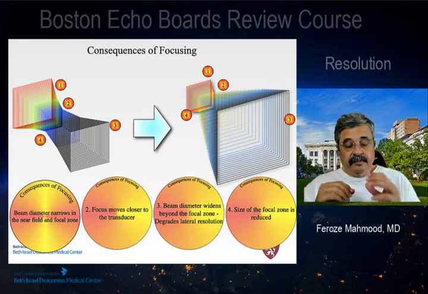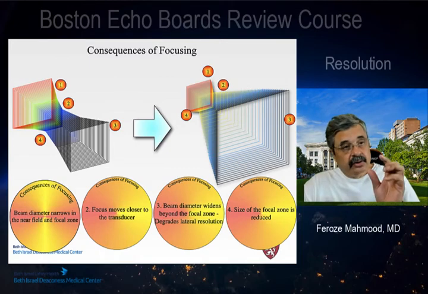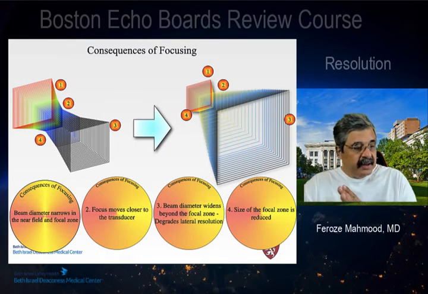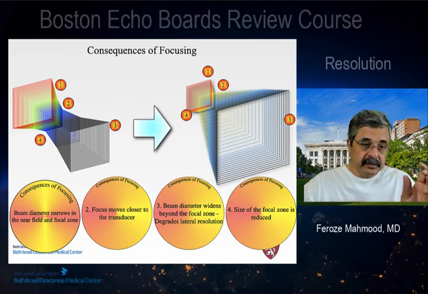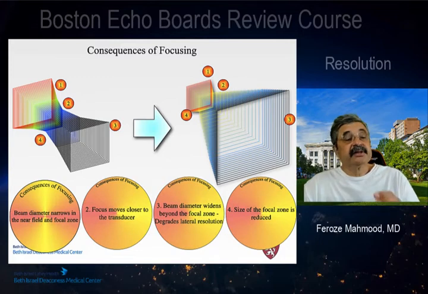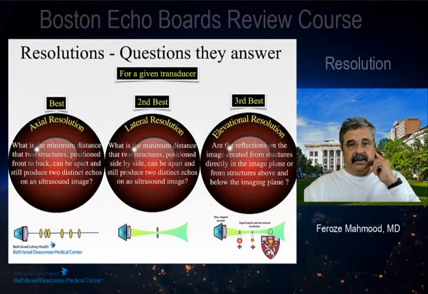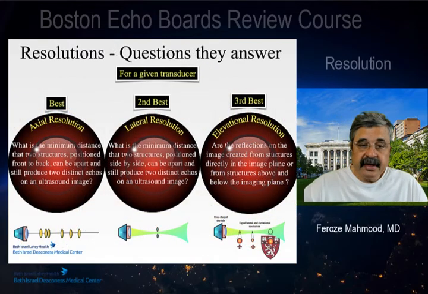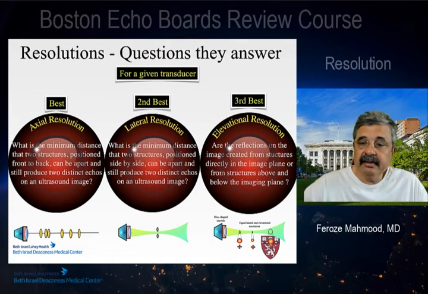And lastly, when we bring the focus closer to the transducer, we also narrow the total size of the focal zone. So it's not that the image quality improves globally. It improves a whole lot close to the transducer, but there's significantly more deterioration in the far zone than before we adjusted the focus. So the resolutions are the questions they answer, and for any given transducer, axial is the best, second best is lateral resolution, and third best is elevation resolution.